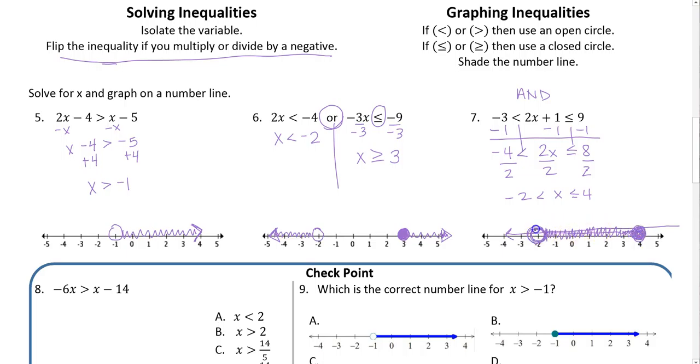So when you graph an OR inequality, the shading should go in opposite directions. When you graph an AND inequality, there should be shading that overlaps in the middle.